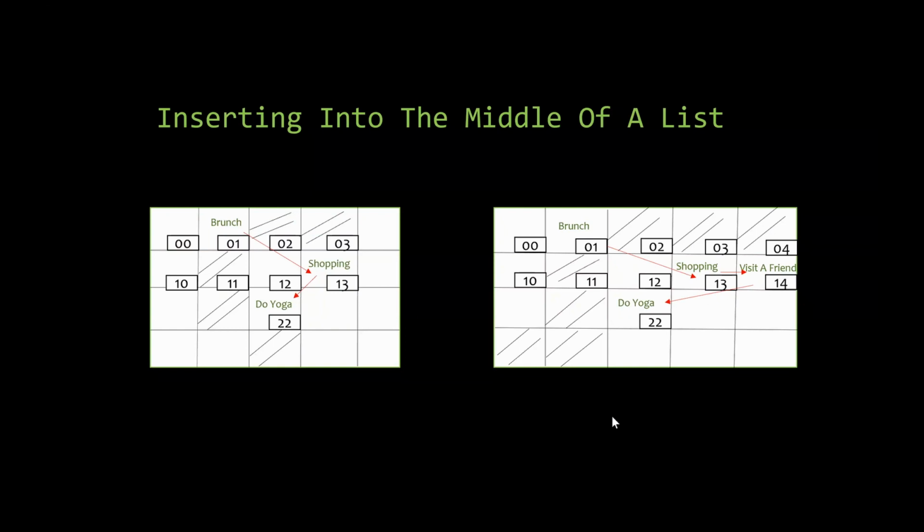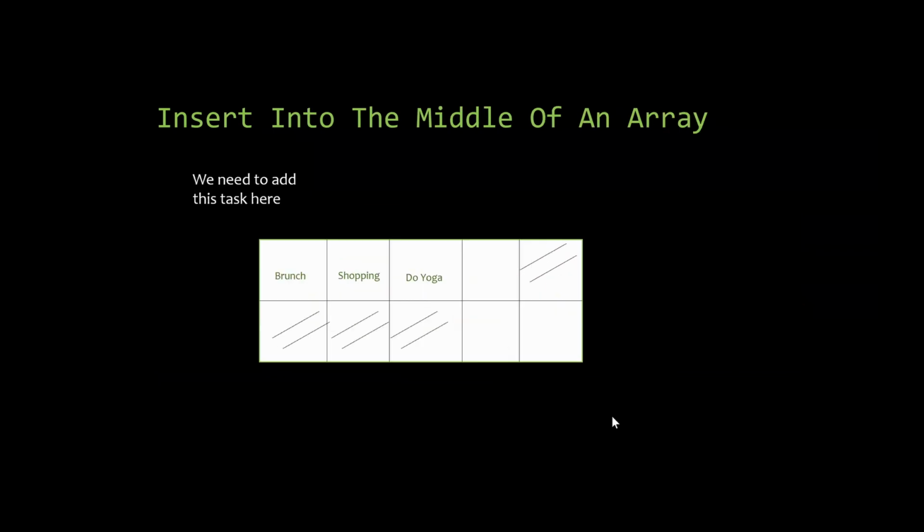But for arrays, it's a little bit trickier because you actually have to shift all the rest of the elements down in order to, for example, add this task here between shopping and do yoga. We need to shift this task down, and if there is no space in memory, we have to copy everything to a new location. So lists are much better if you want to insert an element into the middle.